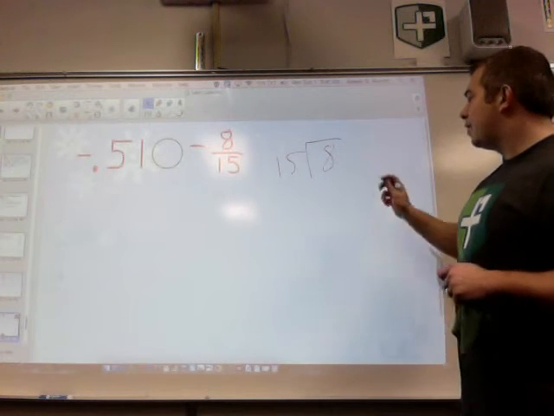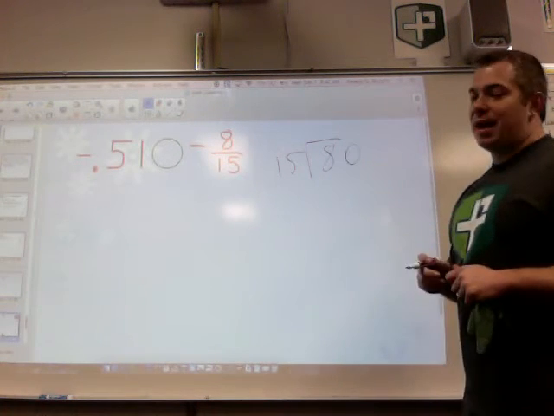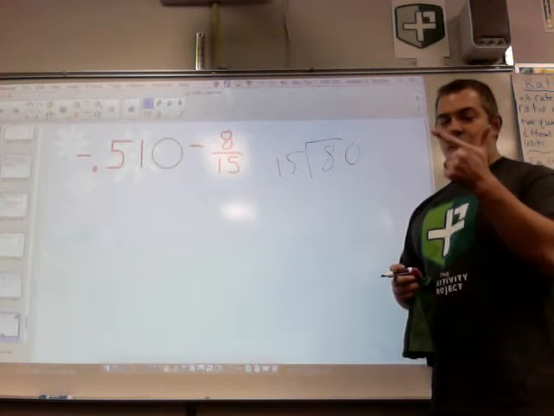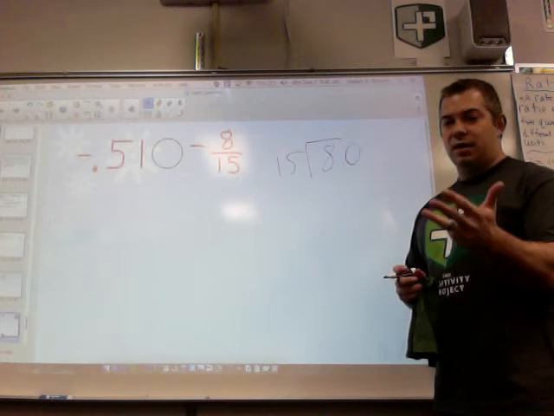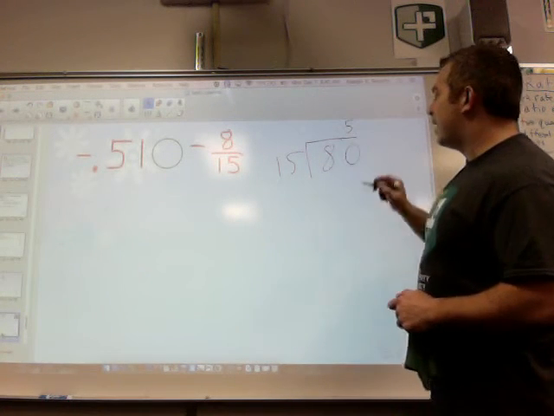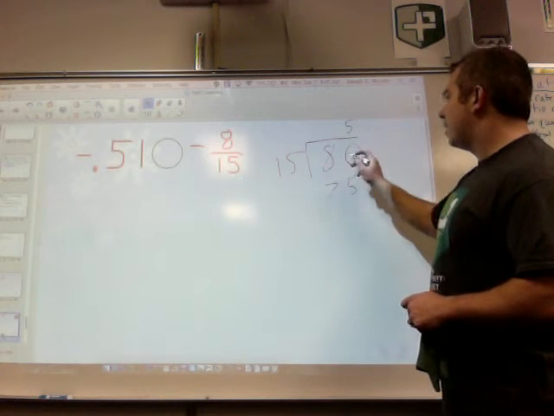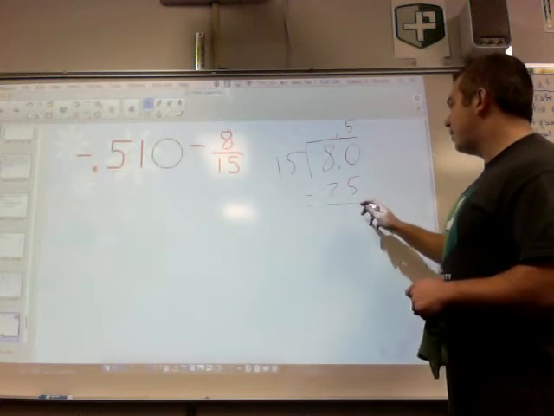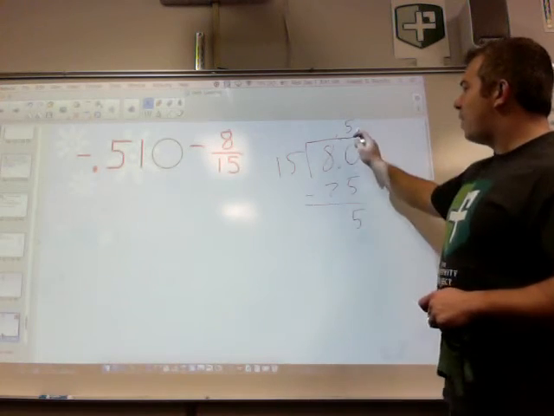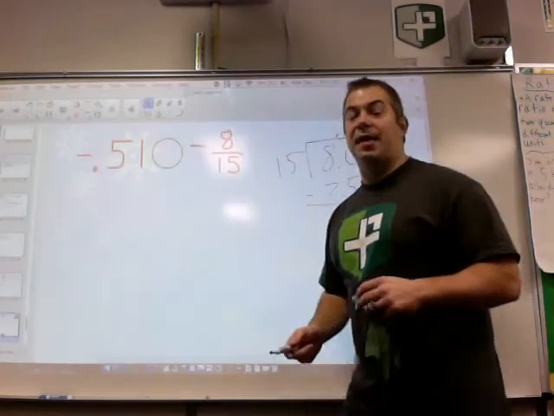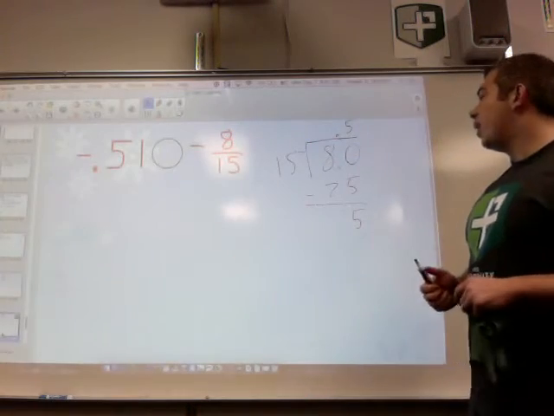Well, 15 can't go into 8, but 15 could certainly go into 80. How many times? 15, 30, 45, 60, 75 would be 5 times. 5 times 15 is 75. Got to remember to bring my decimal point up there as well. And 80 minus 75 equals 5. So far I have 5 tenths and 5 tenths in my tenths column, and so I have to keep going.